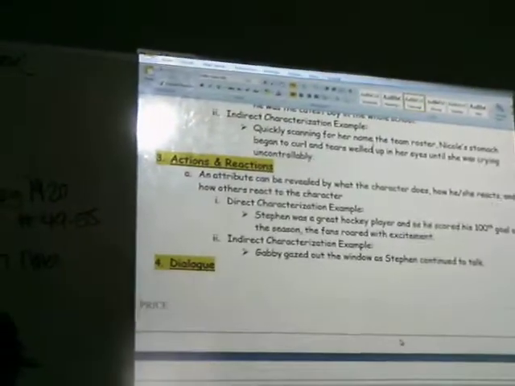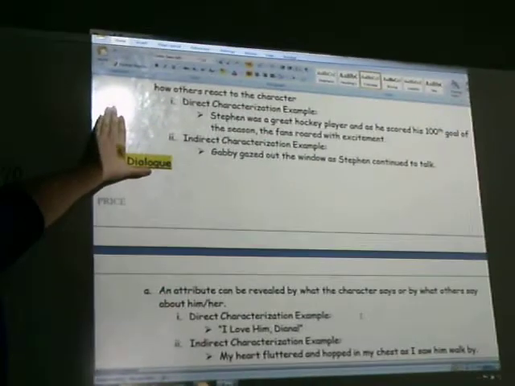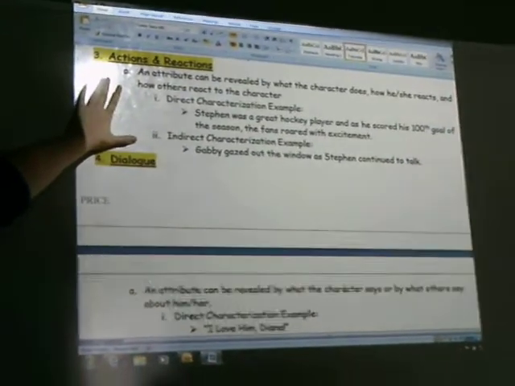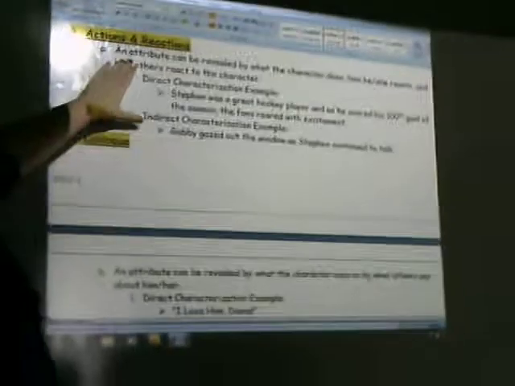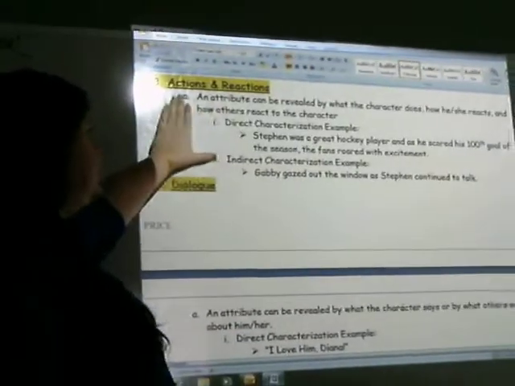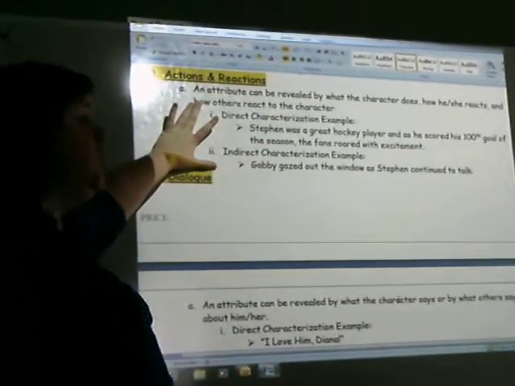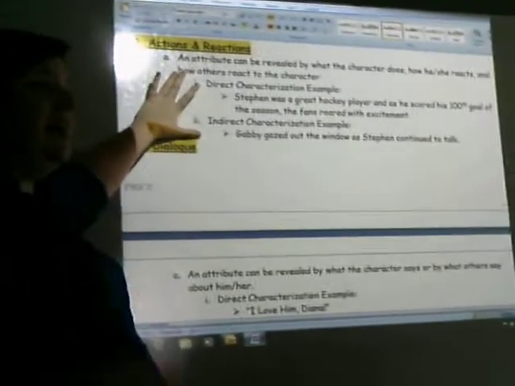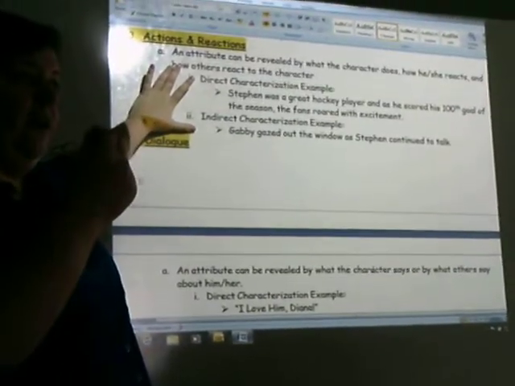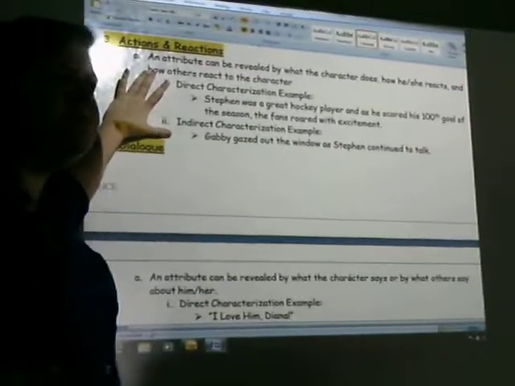Alright, can you scroll up for actions at the top, please? Okay. Actions and reactions. An attribute can be revealed by what the character does, how he or she acts, and how others react to the character. Okay, let's pretend, look at me, you're not writing right now. Let's pretend you have a character that stalks down the street, stomping up and down and kicks a puppy.